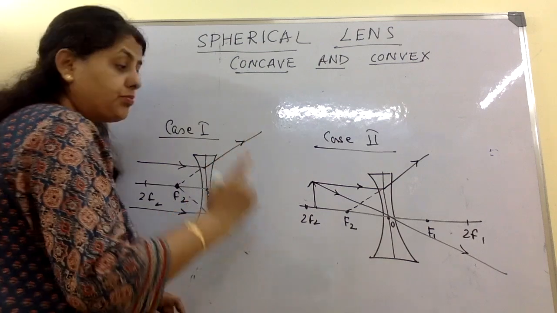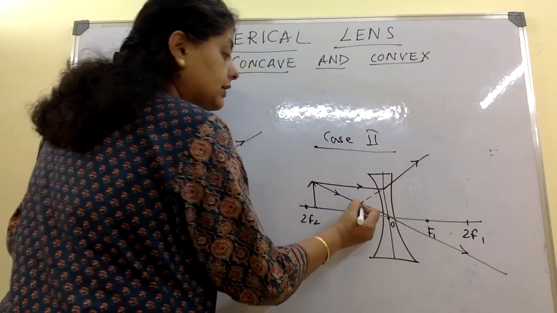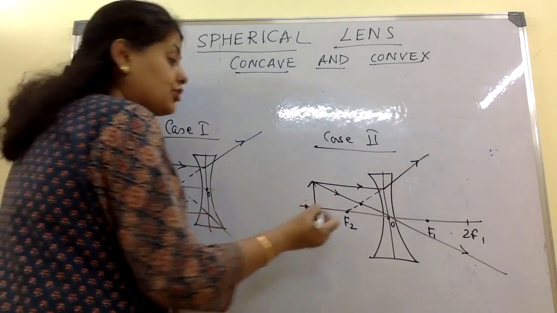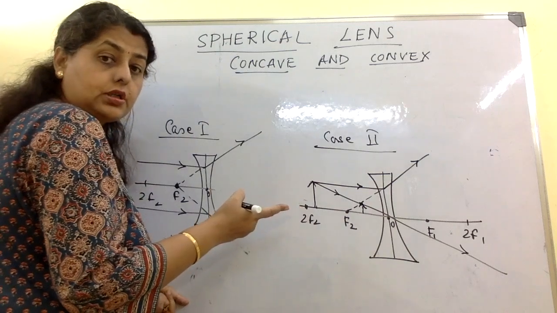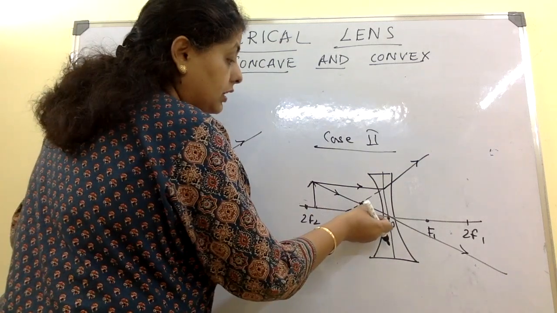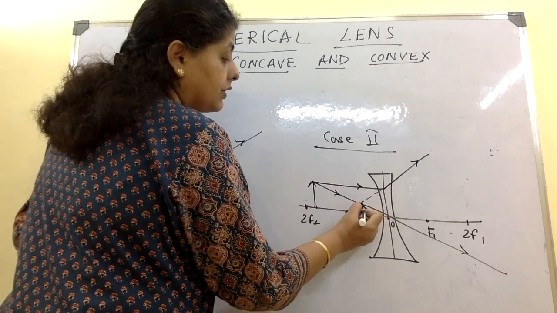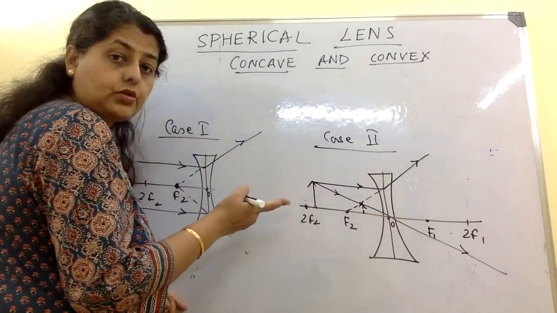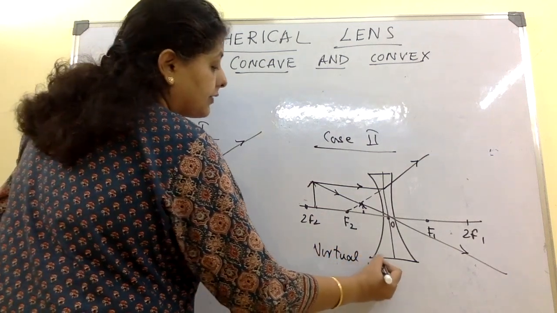Okay, so as it passes, the person seeing it from here gets the idea that the rays are coming from this point. So the image is formed at this point. This is a virtual image. Okay, I have drawn it with dotted lines. Note here. Okay, so this is virtual, definitely erect.